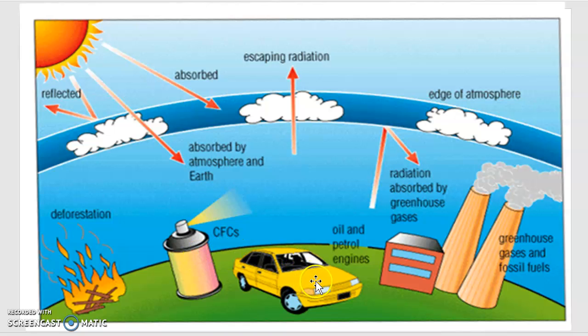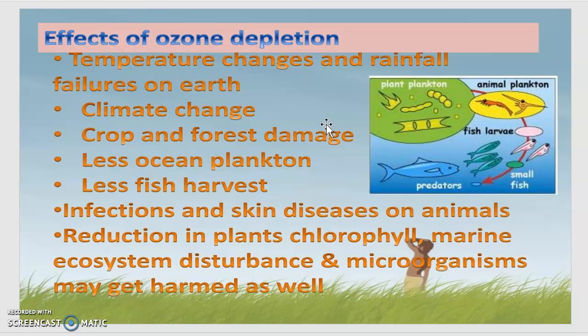The oil and petrol engines, this is the fumes coming from your vehicles, as well as the greenhouse gases and fossil fuels from these factories. All of this can contribute to the depletion of the ozone layer. So what do you think will happen if our ozone layer will be depleted?